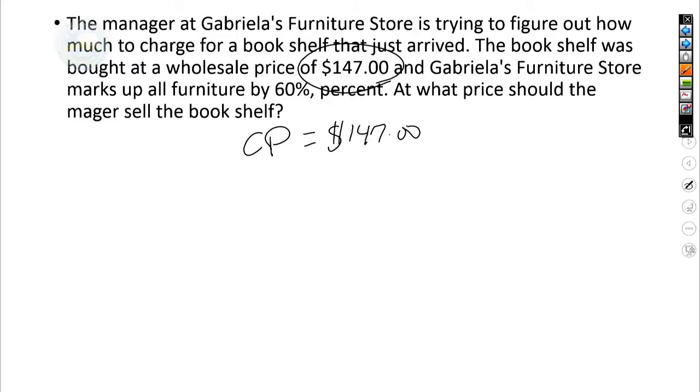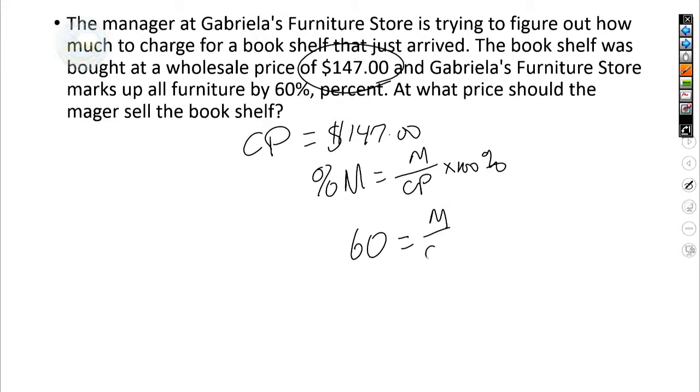Well, there are two ways we could work this out, because we know that the percentage markup, which comes to us like our percentage profit, will just be the markup over the cost price multiplied by 100. So we could work it this way, and then I'll show you how to work it the next way afterwards. So then that will be 60% equals the markup over the cost price times 100%.